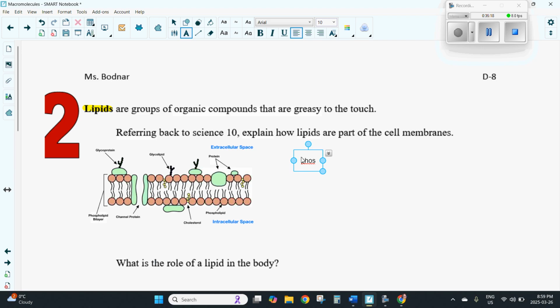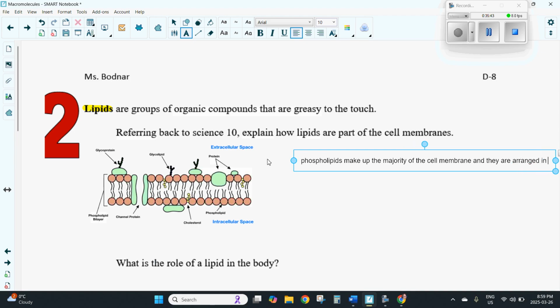So phospholipids make up the majority, and they are arranged in a phospholipid, I can't spell, bilayer. So that means two lipids joined together.